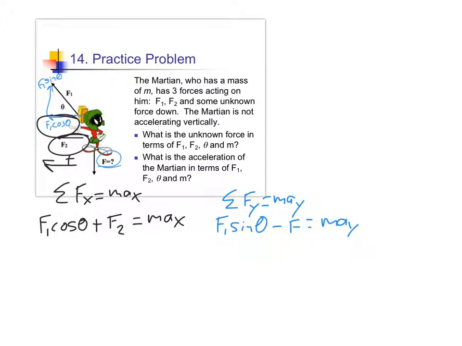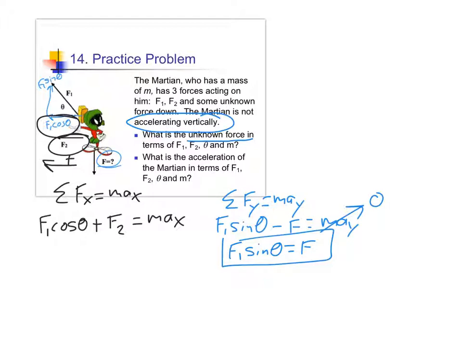So for the first question, we want to find the unknown force, and we know the Martian is not accelerating vertically. That means that the y acceleration is 0, and I can just say that F1 sine of theta is equal to F, that unknown force. So there's the answer to my first question.